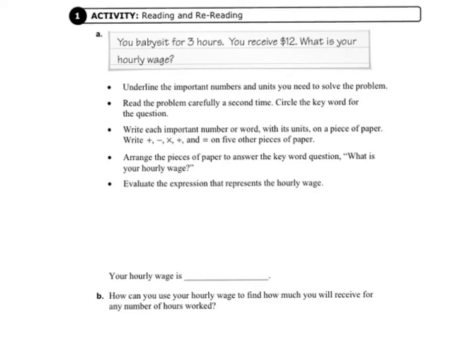Today we'll be working on page 57 in your record and practice journal. We'll be doing activity 1, reading and rereading. So this involves some of those close reading strategies that we've been talking about this year.